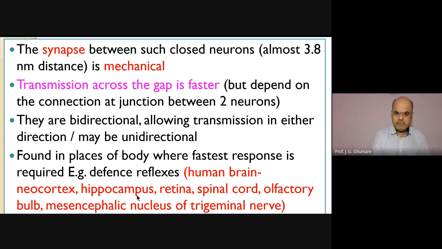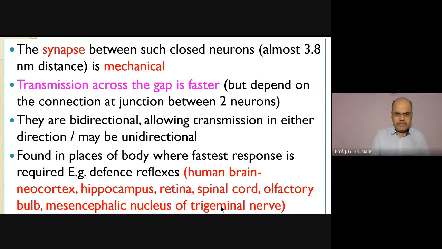In neocortex, hippocampus, even in the retina of the eye, even the spinal cord, even the olfactory bulb, we discuss, and the one which is the mesencephalic nucleus of trigeminal nerve. Which nerve are we talking about? This is the cranial nerve, fifth in the series, the one which supplies the teeth region or facial region, the one which is responsible for biting.